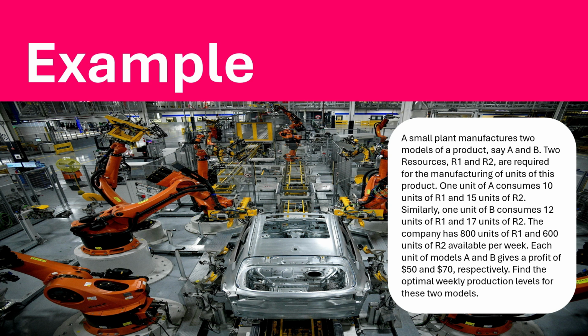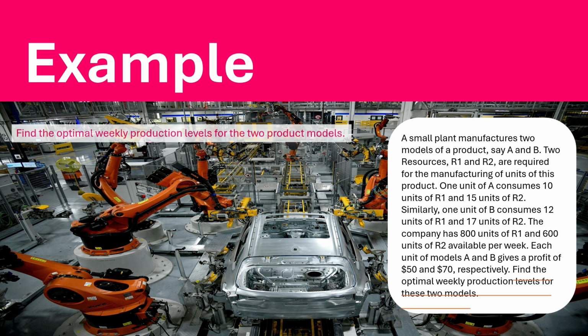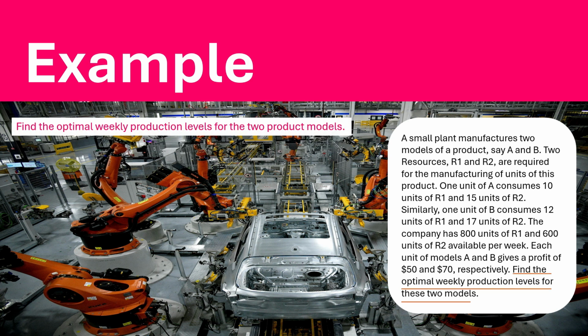Each unit of model A and B gives a profit of $50 and $70 respectively. Find the optimal weekly production levels for these two models. So the first step was to read through this information and understand the problem. So in this case, we want to find the optimal weekly production levels for the two product models.